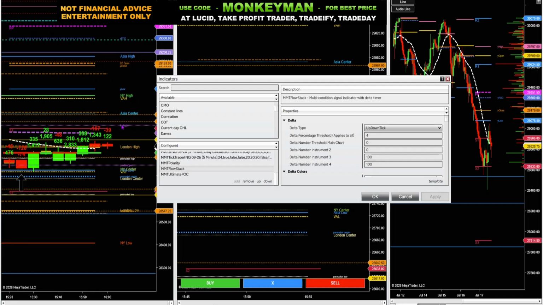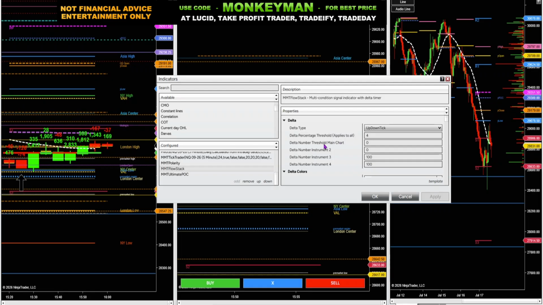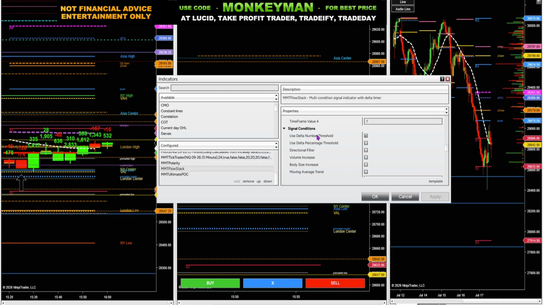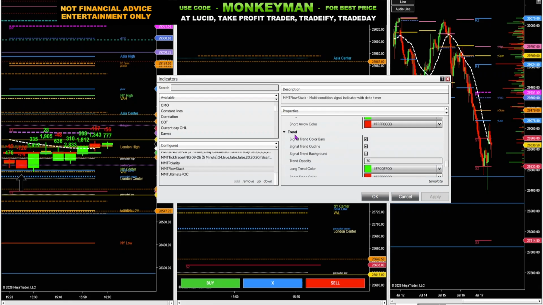My settings on the 5-minute flow stack are very simple. I've got the delta number threshold set to 0 for the main chart and 0 for instrument number 2, which is the ES. I've got my secondary instrument enabled, the 5-minute ES, and I'm only using one of these signal conditions, the delta number threshold. None of the other signal conditions. Then I've got the trend painting the bars and the outline of the candles.